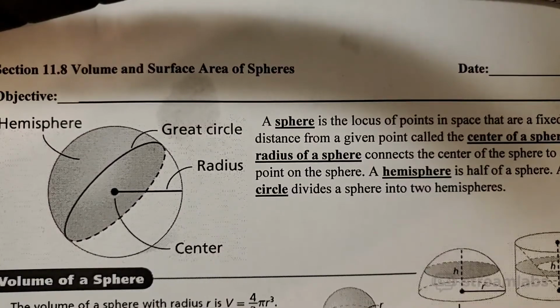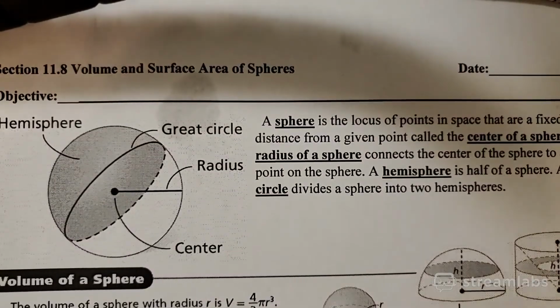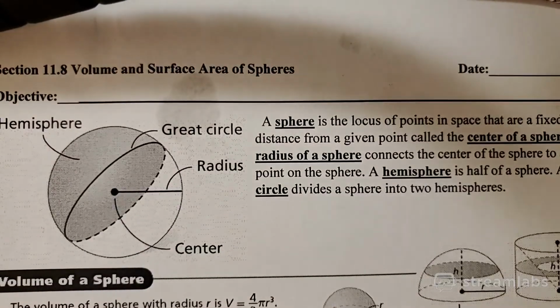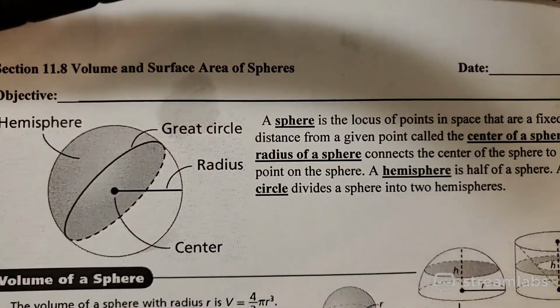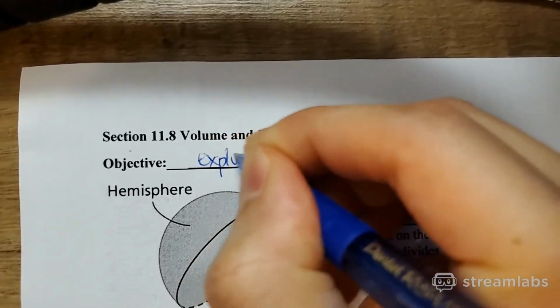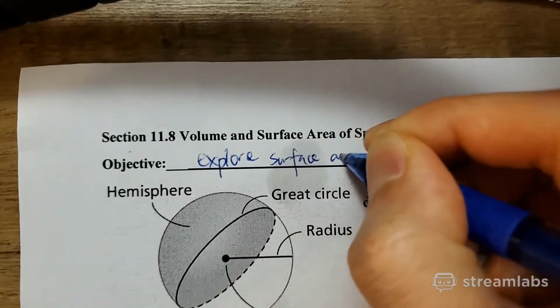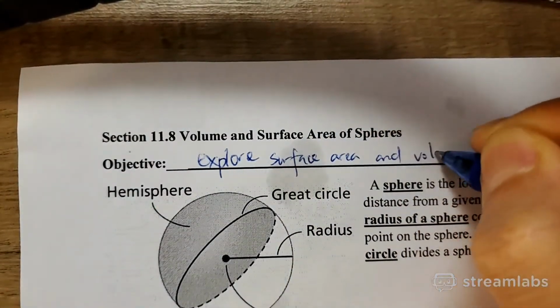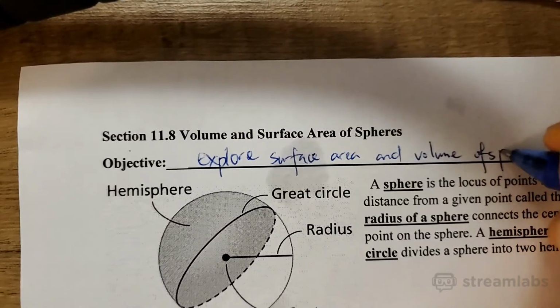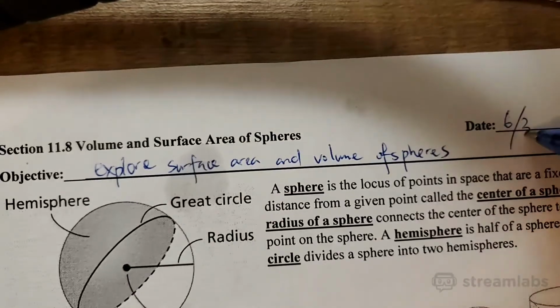Shouldn't take too long. Okay, here we go. All right, so let's start. Last class. Here we go. So today we're gonna explore spheres. Explore surface area and volume of spheres. Okay, spheres. Today is the third.